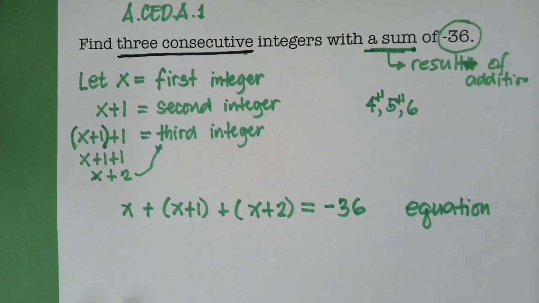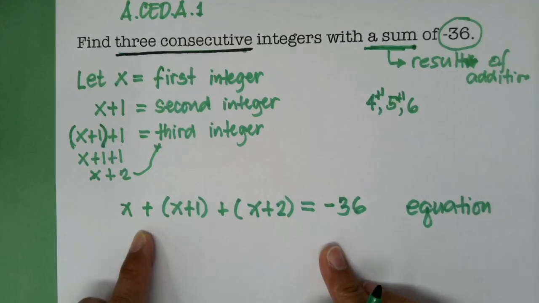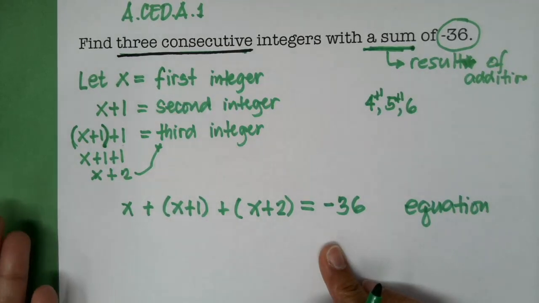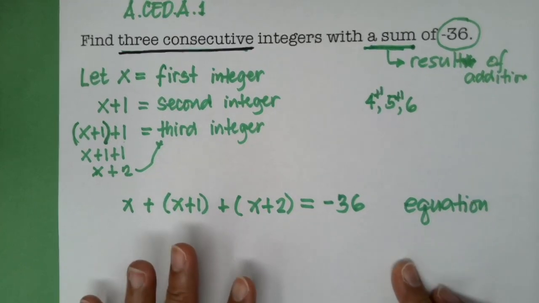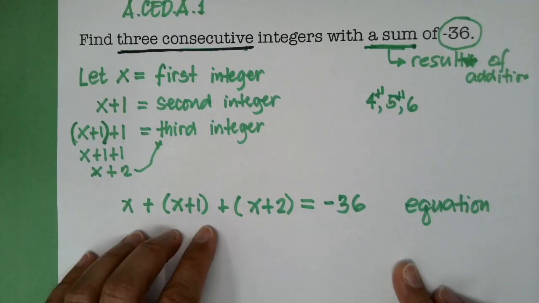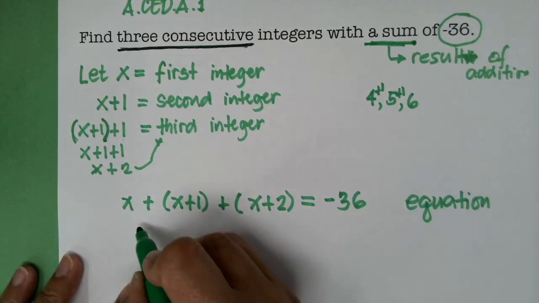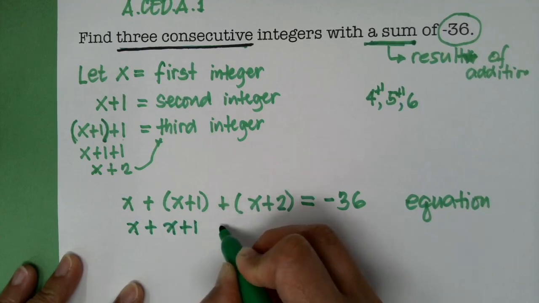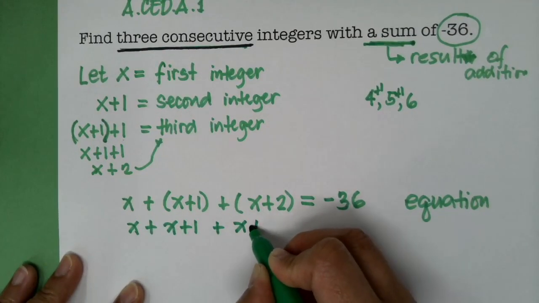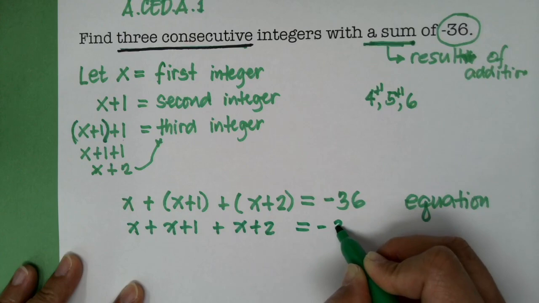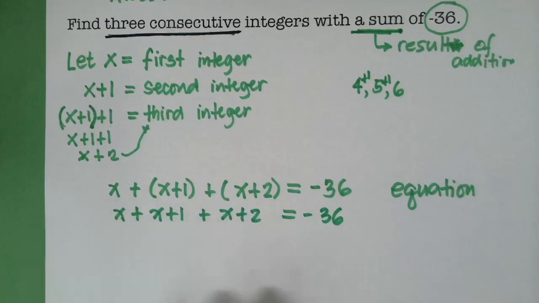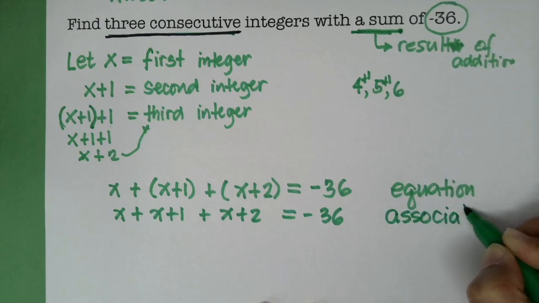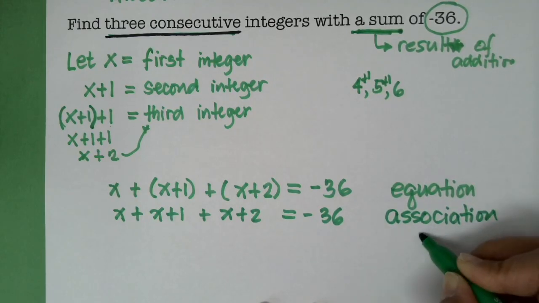All right, so now let's solve. So here we have parentheses, and each group is not multiplied to any numbers. So by virtue of the associative property, we can just remove the parentheses. So now we have x plus quantity x plus 1 plus quantity x plus 2 equals negative 36. What property did we use? The associative property of addition.